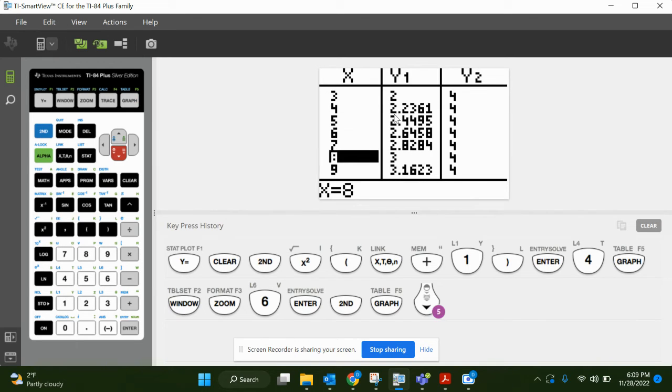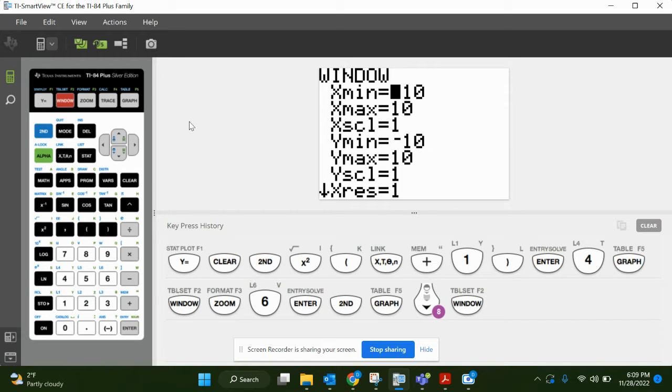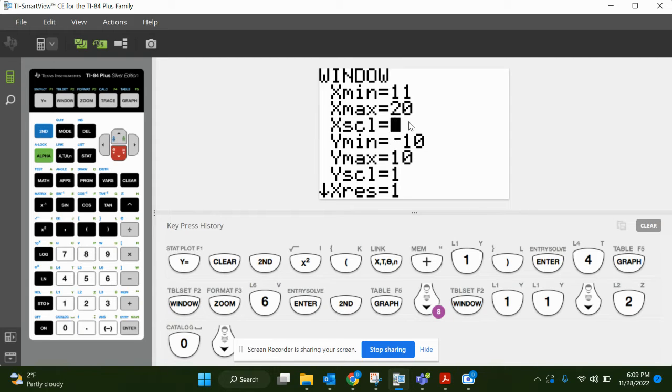So it looks like when x is 9, it's getting pretty close to 4. Maybe even x is 11. So let's make x 11 to 20. Window. My x min is going to be 11, my x max is going to be 20, and my scale is going to be 1. My y min, I don't need it at negative 10, so why don't I make it 0? And my y max has to be minimum 4 for us to see that line. Let's just leave it at 10 and see what we can see.